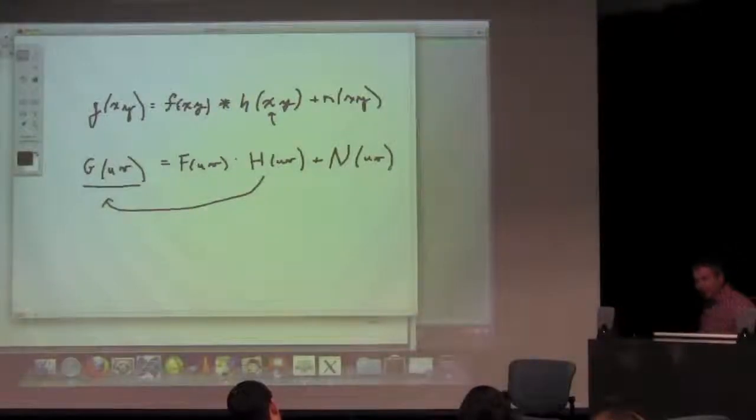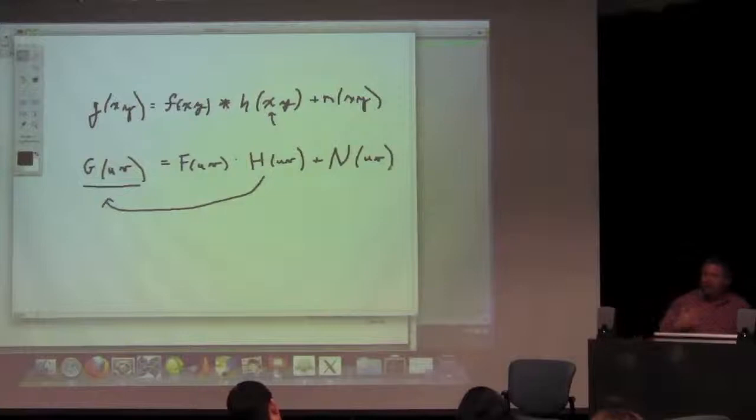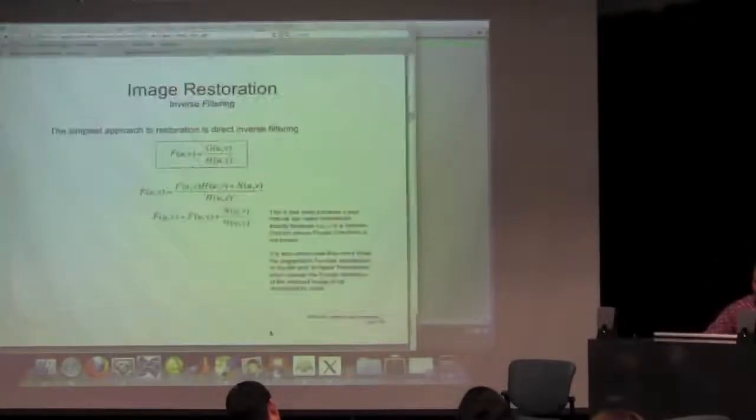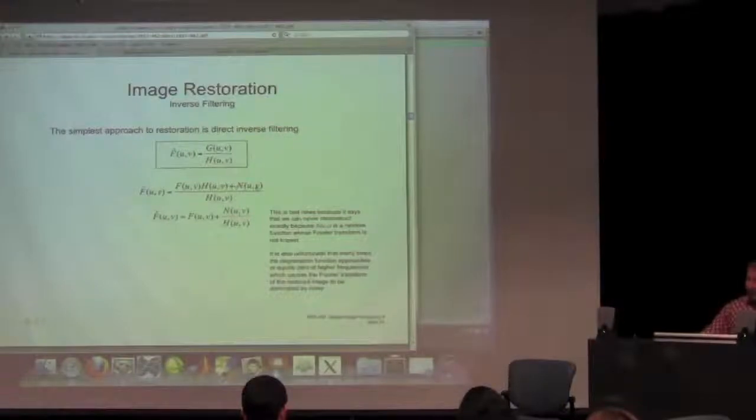Okay. So I need to account, or I need to come up with a methodology to do that. Now, a simple ratio, or dividing by the Fourier transform of the point spread function in this particular case, is going to take care of that. Right, because if I look at it, my actual signal in the frequency domain would be something along the lines of my original Fourier transform of my original image times the Fourier transform of the point spread function plus my noise, divided by H of u,v.